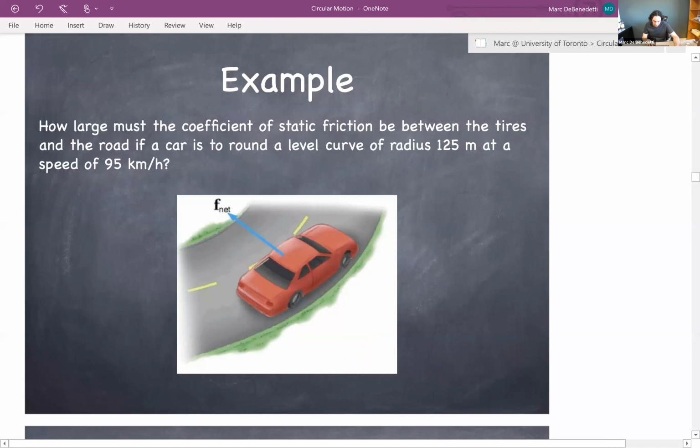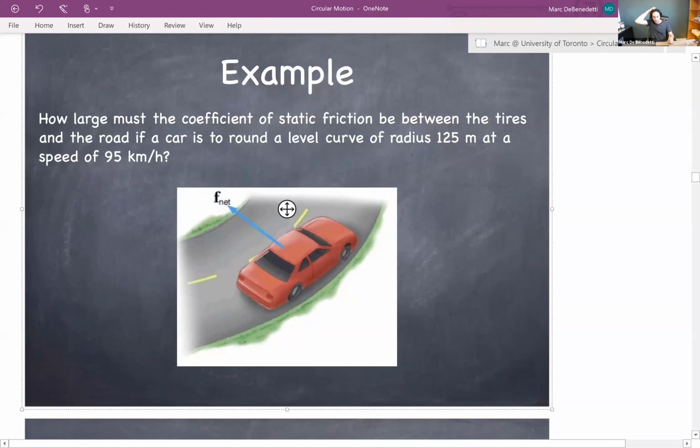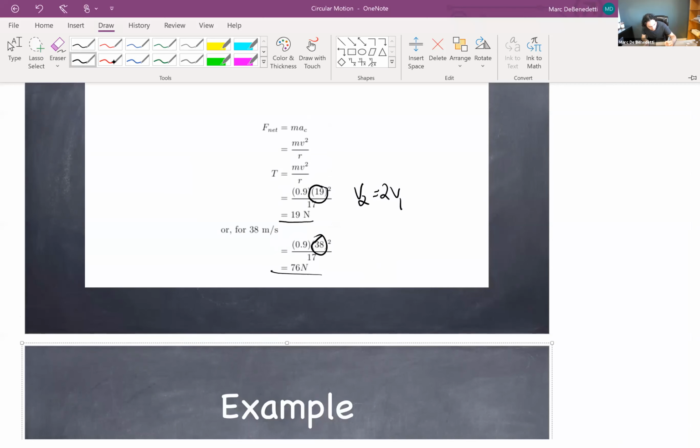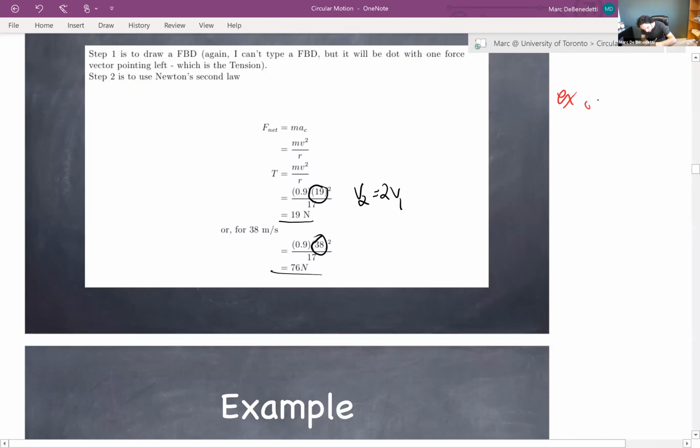Let's keep going. So that's with a plane. Oh, I will say conclusion here, maybe in red. This is an example of how tension causes circular motion.